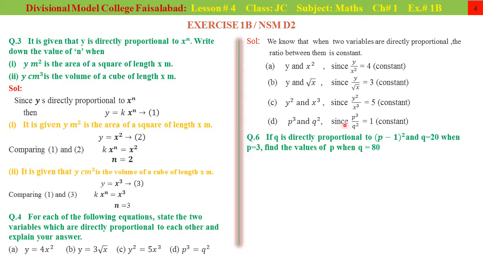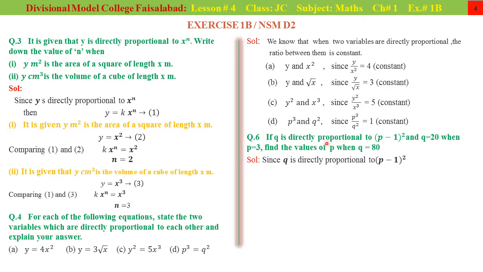In question number 6, if q is directly proportional to p minus 1 square, and q is equal to 20 when p is equal to 3, find the values of p when q is equal to 80. Now in this question, you are not asked to find the equation connecting q and p. So you can solve this question by the proportion method as well, but because we are doing the questions with the algebraic method, we will follow the same method so that there should not be any confusion.